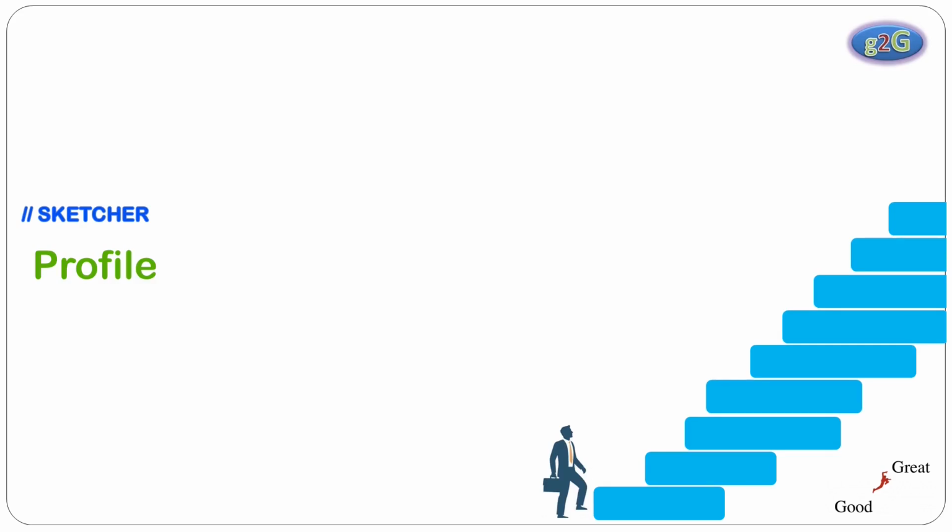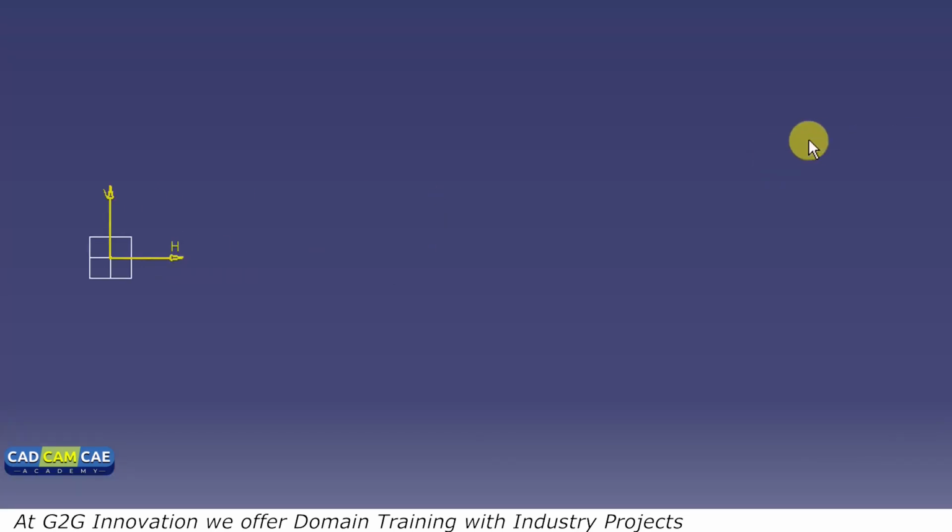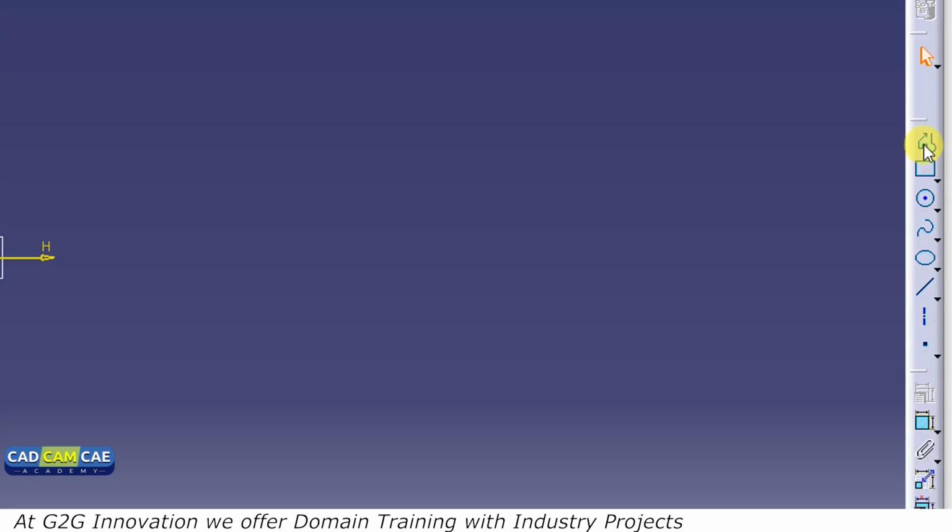So let's see how to create a profile. In CATIA V5 we can create a profile with a combination of lines, arc and circle using a single command, and that is called a profile. In order to draw a profile, you need to enter into Sketcher. After that, click on Insert, click on Profile, and you can find the profile command here. You can also find this command on the right hand side vertical toolbar. So this is the command.